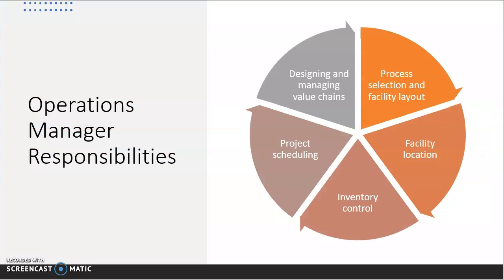So an operations manager has some key responsibilities. They're looking at how do we design and manage those value chains, and we'll look at what the definition of a value chain is in a little bit. How do we select processes? How should our facility be laid out to maximize efficiency and effectiveness? Where do we locate our facilities? What kind of inventory should we have? And how do we manage and schedule projects? So it's a very wide, very broad area of study within the realm of management.